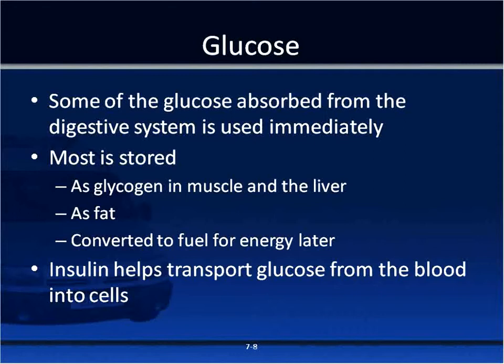Because glucose is a large molecule, it cannot easily enter the body's cells where it is needed. Insulin, which is a hormone released by the pancreas, helps transport glucose from the blood into cells, including muscles, liver, and fat cells, to be used for energy.